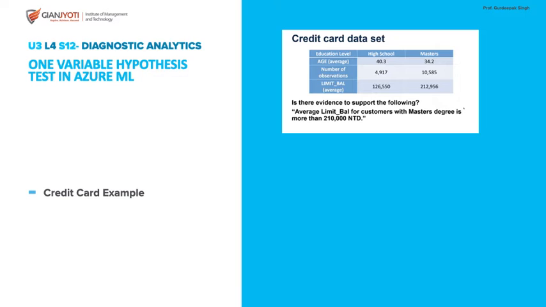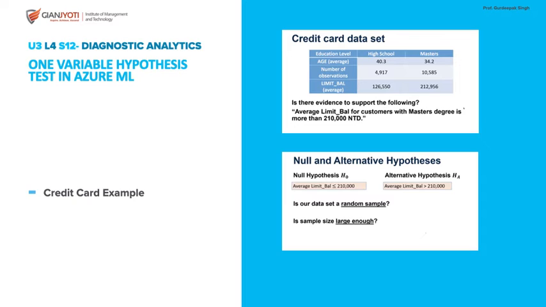This is a claim. So whether this is right or wrong, or it was a sheer coincidence when we checked the data. Because the average is 212,000, it is more. But is it statistically right? So can I claim it, or is it just random noise? Is it just a coincidence? So how do we build our null and alternate hypothesis? The null hypothesis is average limit balance is less than or equal to 210,000. And the alternative hypothesis is average limit balance is more than 210,000.